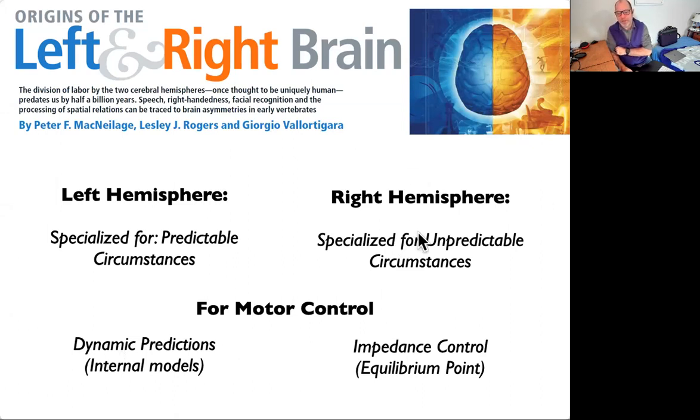And then the right hemisphere is specialized for unpredictable circumstances, which is something like impedance control, which you could think of as modeling equilibrium point control. So half of my hypothesis is consistent with Anatol Feldman and Mark Latash's ideas. Mark jokingly says, oh, we studied the wrong hand, and Anatol unjokingly says, I'm an idiot.